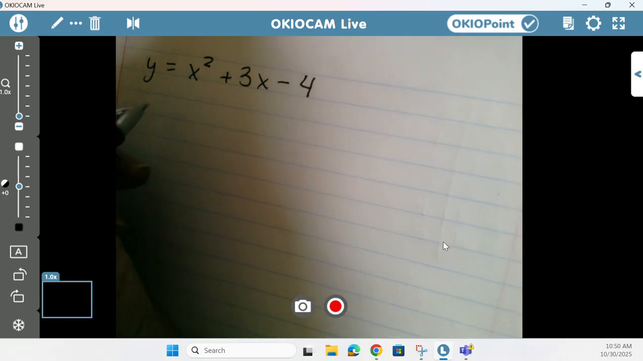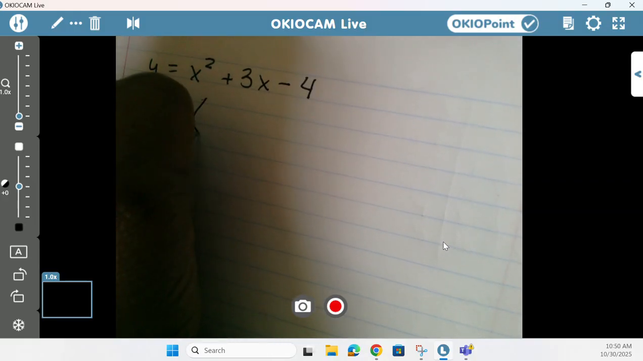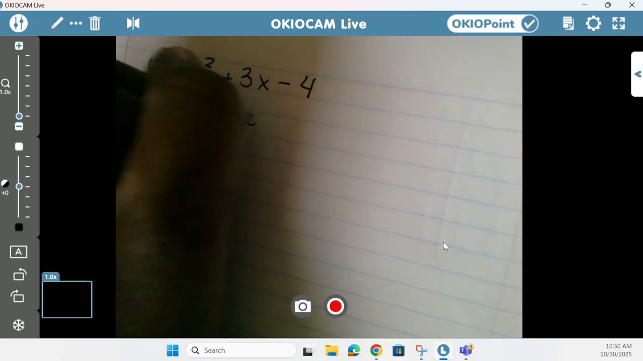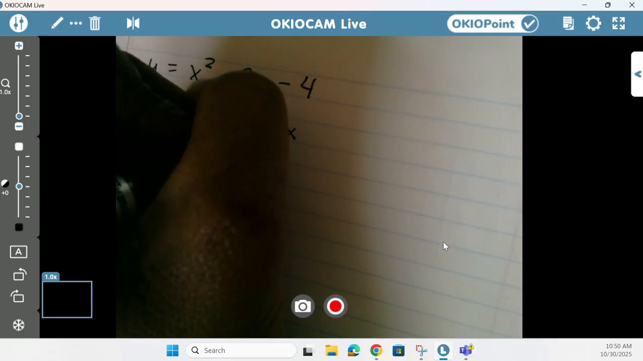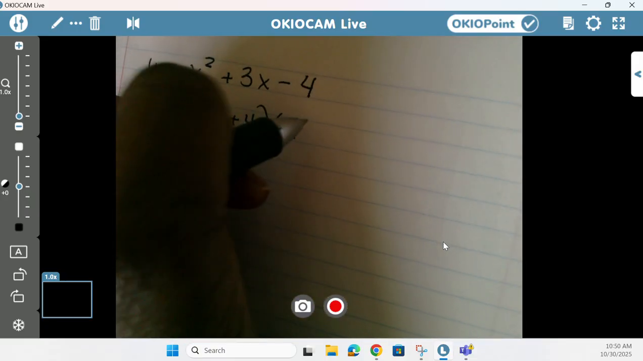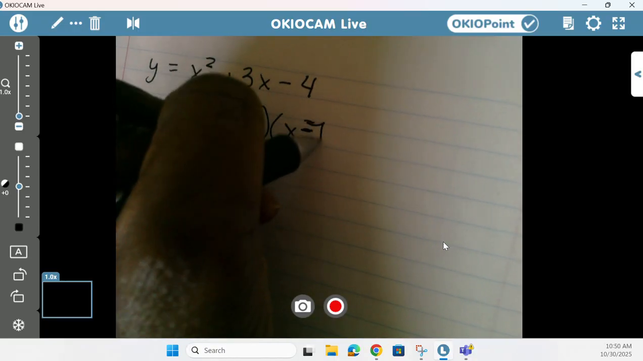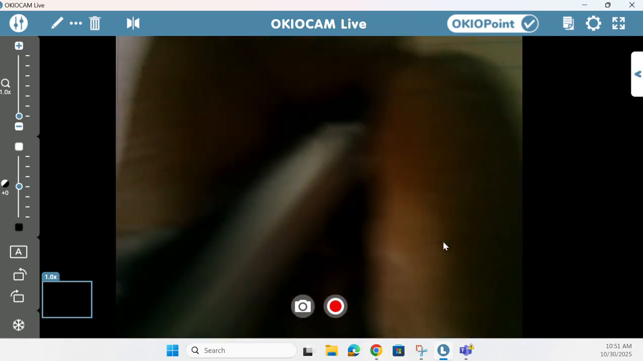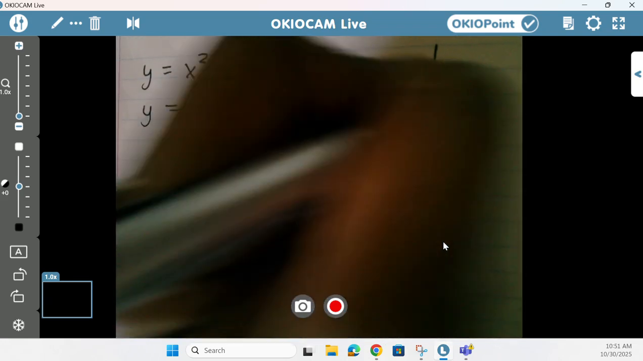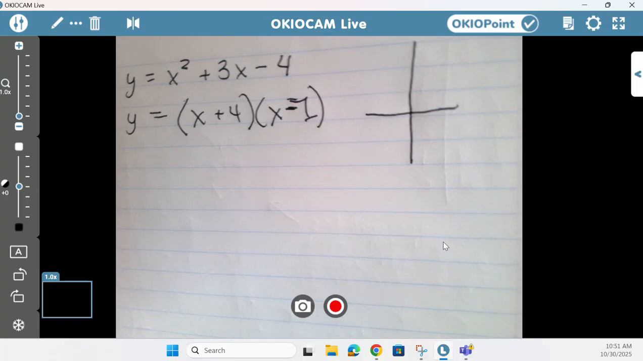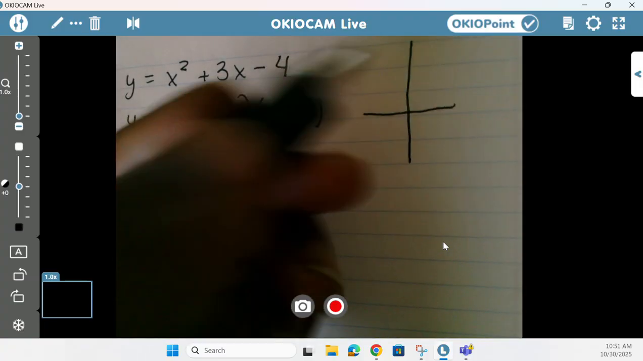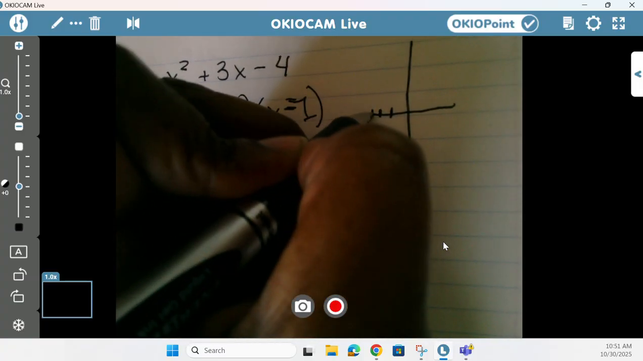All right, so y equals x squared plus 3x minus 4 is equal to y equals x plus 4 times x, what did I say, minus 1? Yeah. Minus 1. And we know that that is the case because the quadratic crosses the x-axis at negative 4.